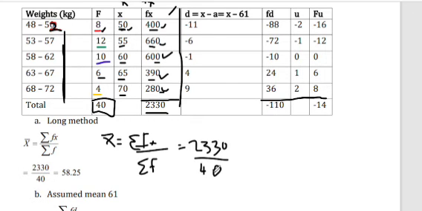So when you divide that, that's going to give you 58.25. That's how you got this. Now, to use an assumed mean.